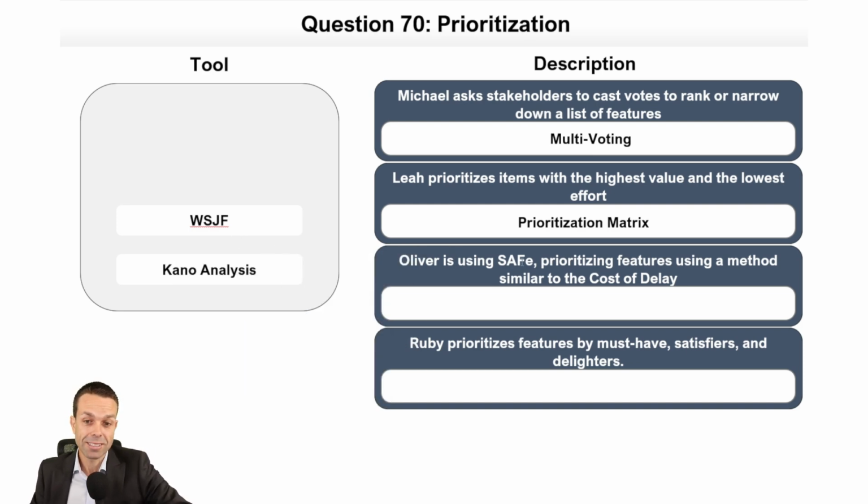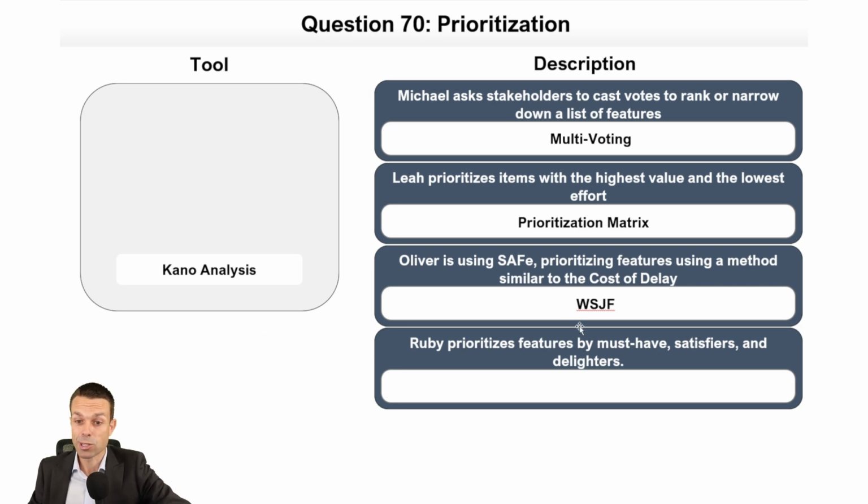Oliver is using SAFe, or the Scaled Agile Framework, prioritizing features using a method similar to the cost of delay. That is the weighted shortest job first, or WSJF. Now, it is very similar to the cost of delay, so just keep that in mind. And you shouldn't have a calculation on that, but it's good to know. And with our cost of delay, we want to choose the highest value that comes out of that calculation.